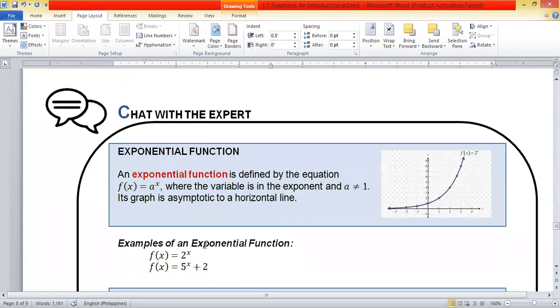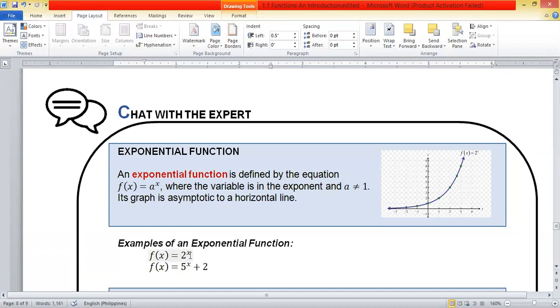Next, we have the exponential function. In the exponential function, a, the base, is a number, while x, the variable, is found in the exponent. And remember, a should not be equal to 1. The graph of an exponential function is asymptotic. Again, it will never cross the horizontal line.